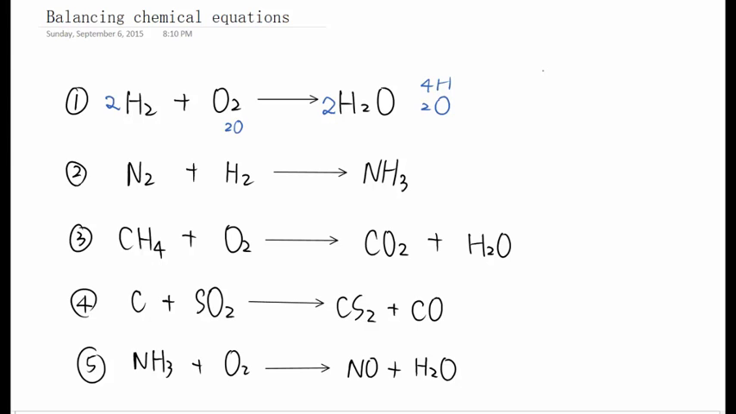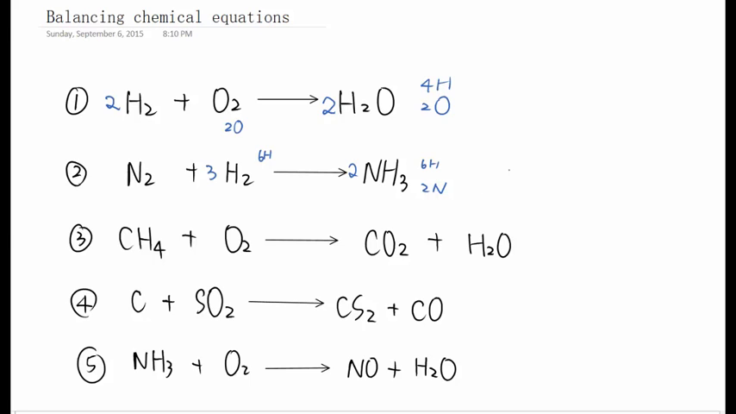Same thing. When I see this, I just need to find the lowest common denominator of 2 and 3, which is 6. To make up 6 hydrogen atoms, we need a 3 as coefficient in front of the H2. That gives us 6 hydrogen atoms. On this side, same thing, we need a 2 to make up 6 hydrogen atoms. Now we have 2 nitrogen atoms, and luckily we have 2 nitrogen on the reactant side. So this equation is balanced.